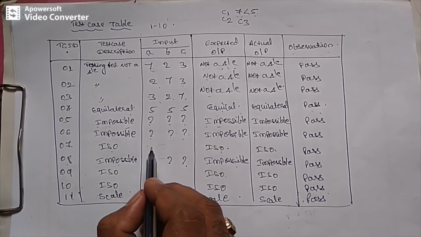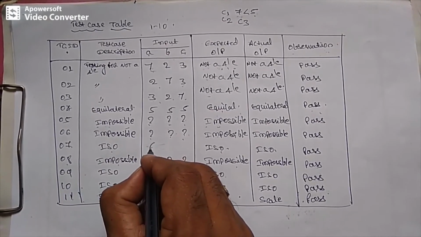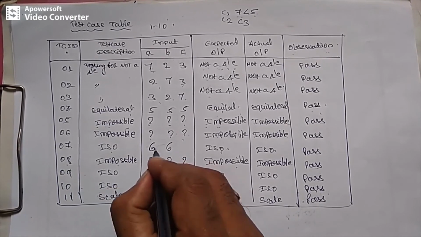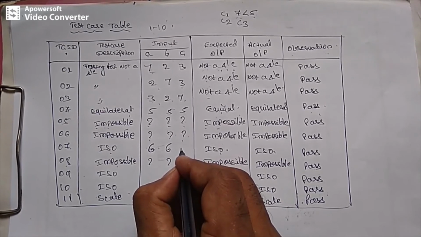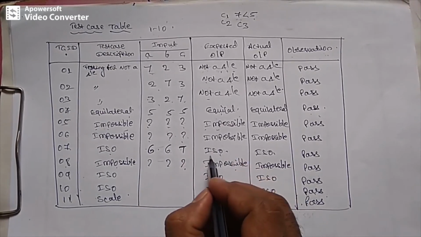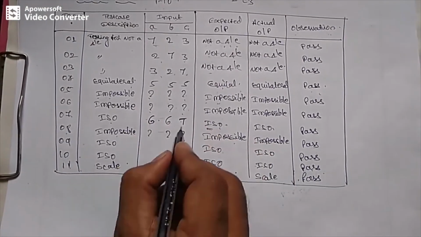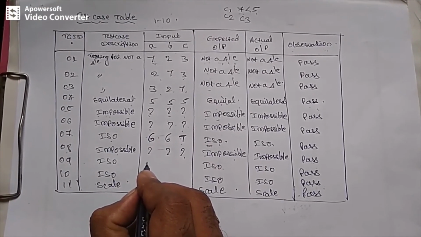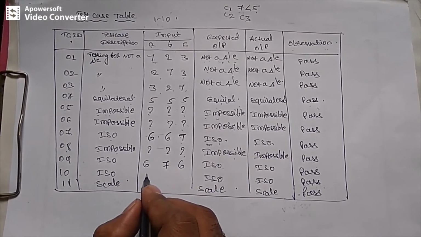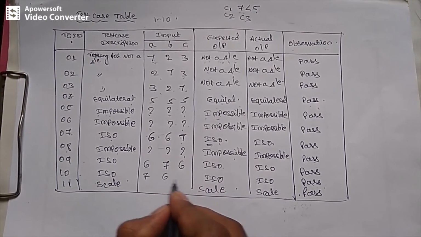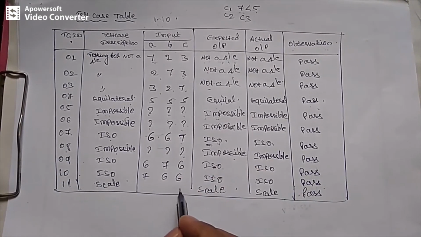Next, to get the isosceles triangle, what can I give as input? A equal to B, or B equal to A, and the C value will be different. Then I will generate the output result isosceles. The same combination you can interchange. So next time this will be 6, this will be 7 and this will be 6. And next time this will be 7 and these two will be 6, 6. Then I will generate isosceles, here also isosceles.